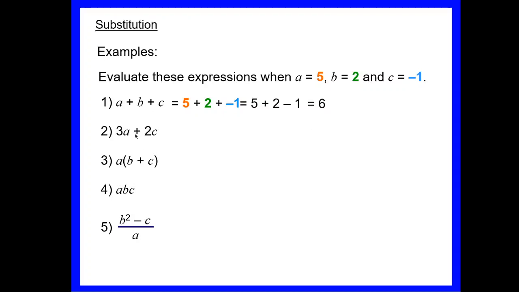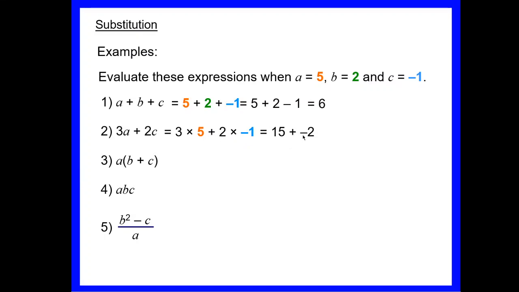Our second one then, 3A, remember means 3 times A, plus 2C, so that's 2 times C. So we're going to have to put some multiplication symbols back in. So we substitute in. So our 3 times A, which was 5, plus 2 times C, which was -1. And now we're going to follow BIDMAS. So BIDMAS says we do the multiplication first. We've got 2 sets of multiplication to do. We've got the 3 times 5 to do, and we've got the 2 times -1. 3 times 5 is 15, 2 times -1 is -2, and this plus, remember, is still in the middle.